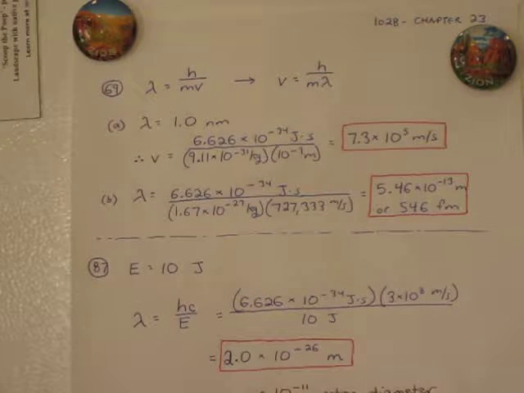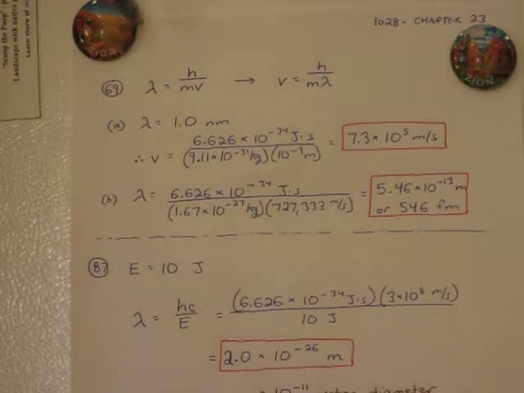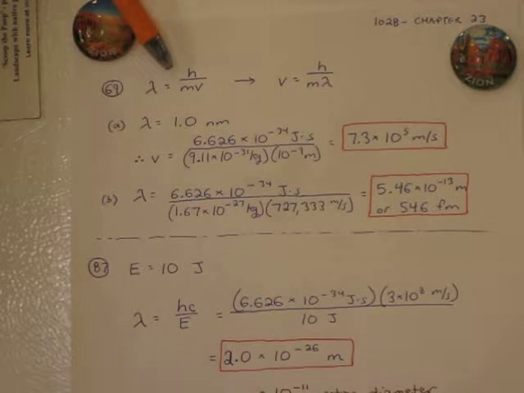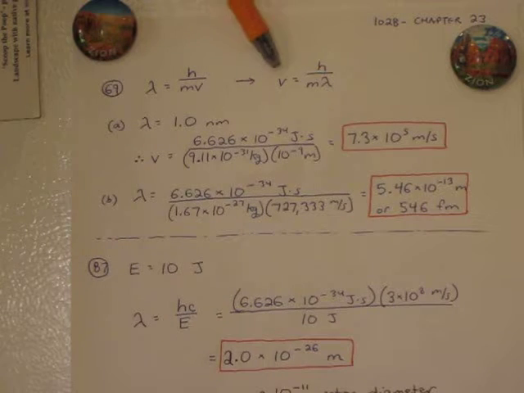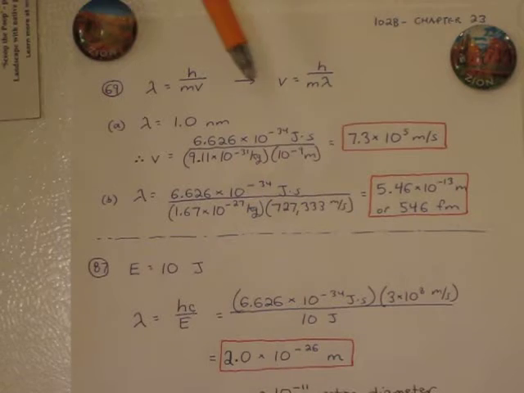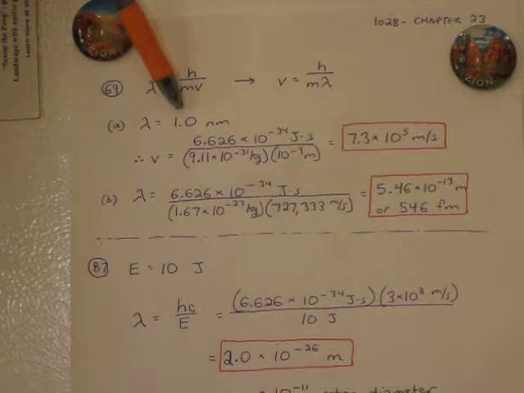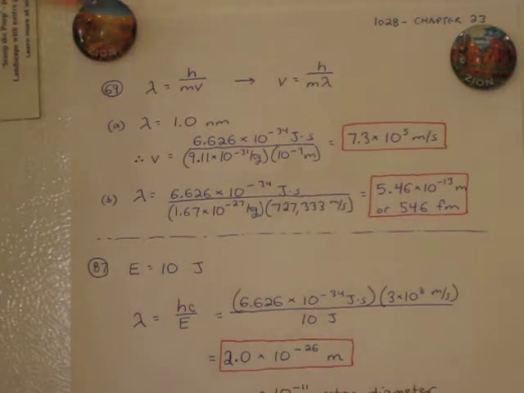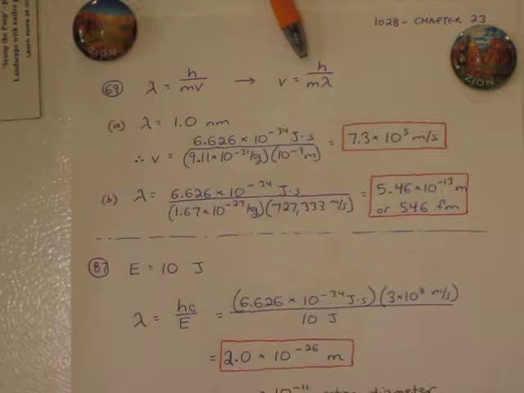Find the speed of an electron with de Broglie wavelength 1 nanometer, and the de Broglie wavelength of a proton with that speed. De Broglie wavelength is Planck's constant over mass and velocity. So velocity is Planck's constant divided by mass and wavelength. Wavelength is 10 to the negative 9 meters. And so we'll plug into this formula, v equals h over m lambda, and you should get 7.3 times 10 to the 5th meters per second.